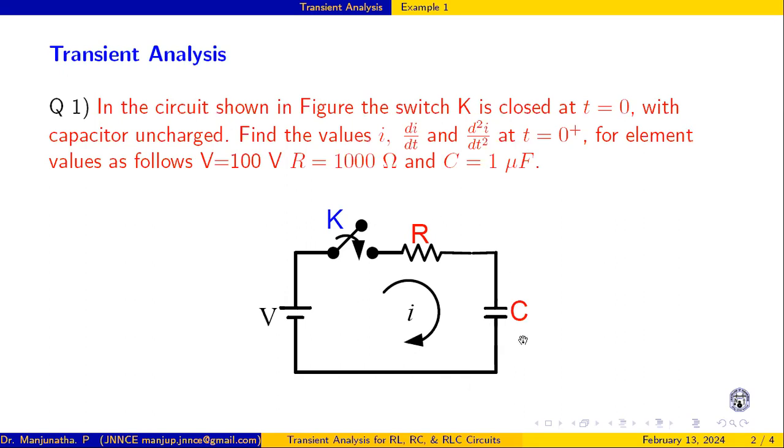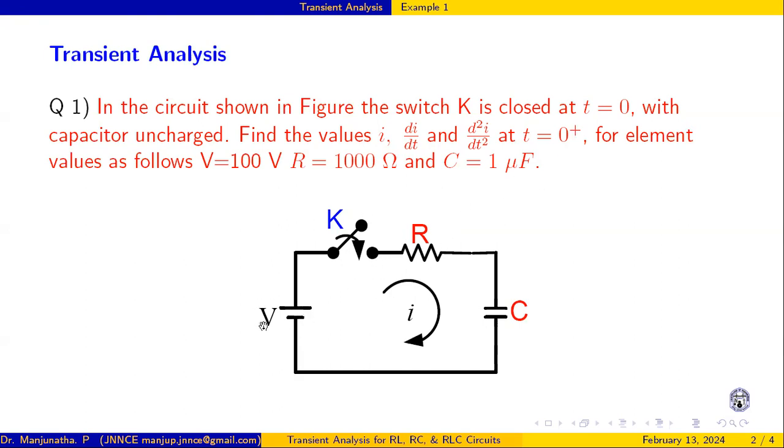Consider one resistor and capacitor connected with a battery source, with a switch K. In the circuit shown in the figure, the switch K is closed at t equals 0 with the capacitor uncharged. Find the values of i, di by dt, d square i by dt square at t equals 0 plus, that is, the current flowing after closing the switch, the first derivative and the second derivative. This is all after closing the switch.